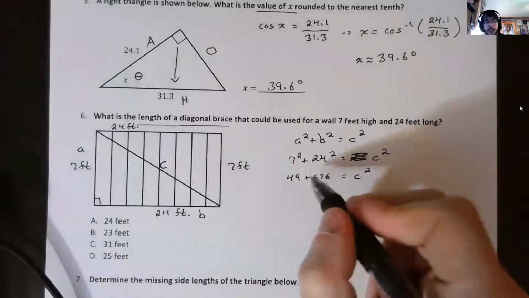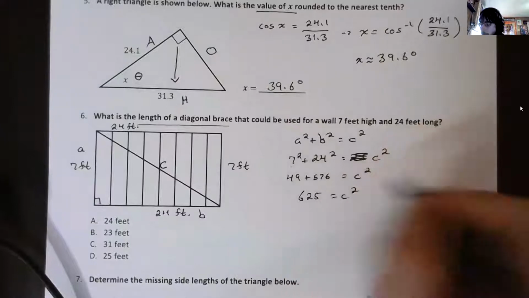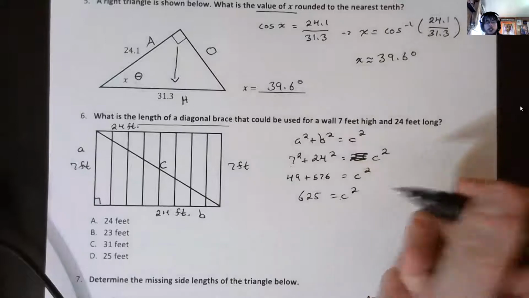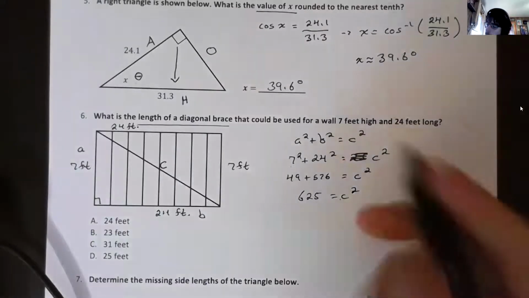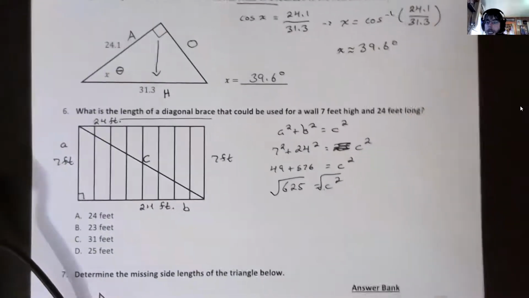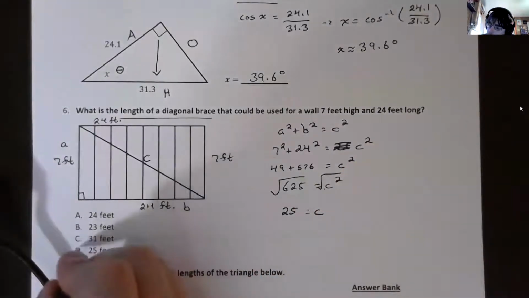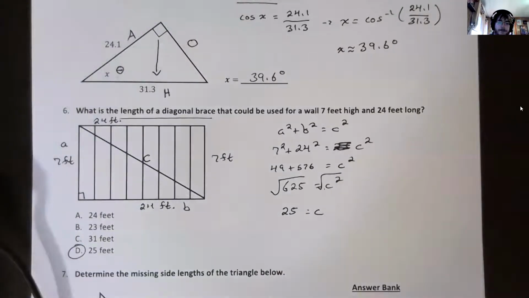C squared's already by itself, so we need to add these 2 together. That gives us 625. Then we need to get rid of the squared. Remember, I told you, you need to make sure that you square root to get rid of that square, because square rooting something is the opposite of squaring it. So we square root the c squared and the 625. And if you type that in the calculator, you end up getting that 25 is equal to c. So D is our correct answer.